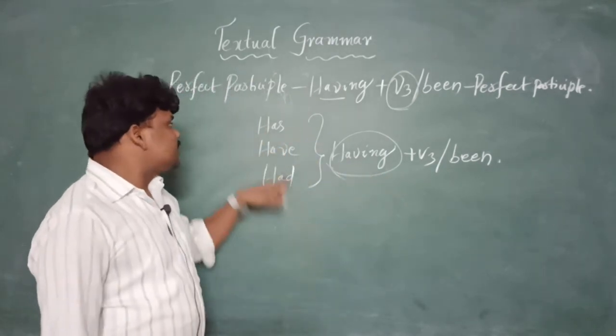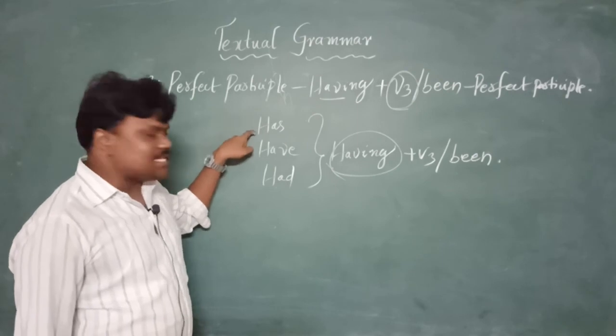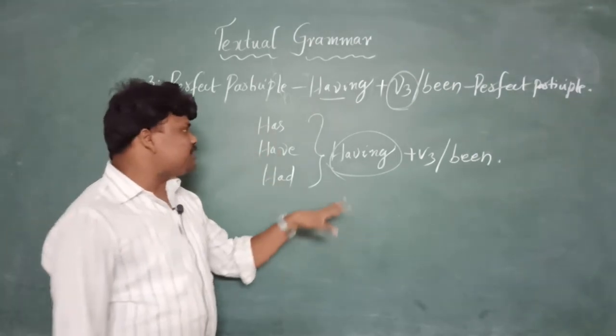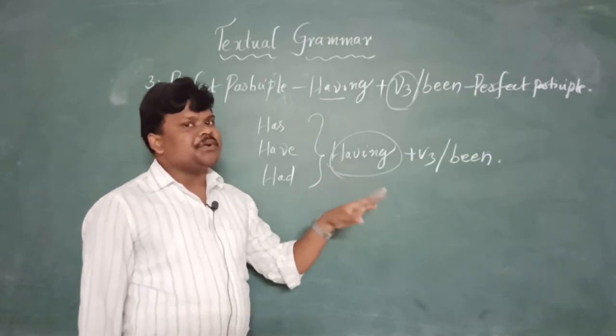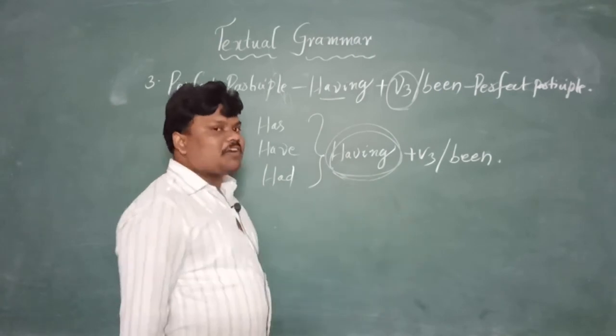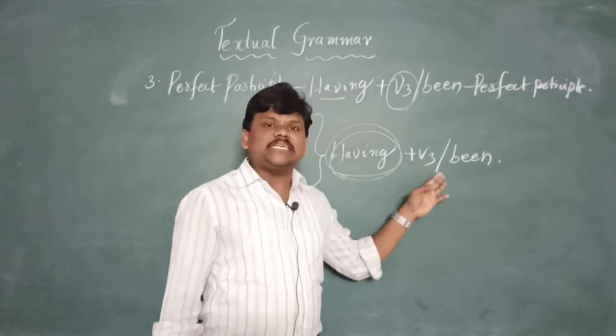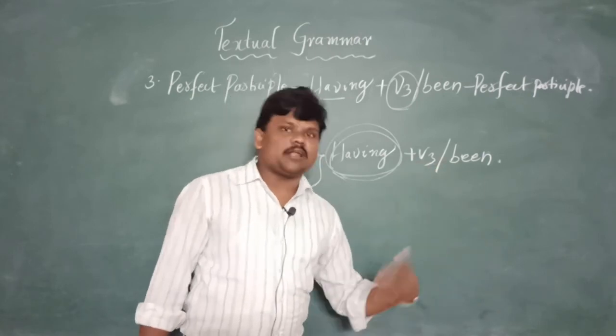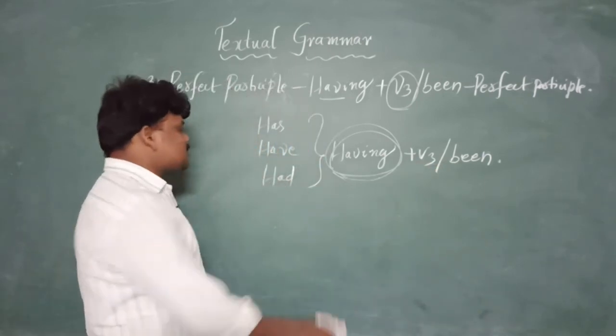If the first sentence came with has, have, had, whatever it is, and the instruction was given with a perfect participle, we need to begin our answer with having. But after having, what do we need to write compulsory? Either V3 or been, right? Well, let's check the answer.